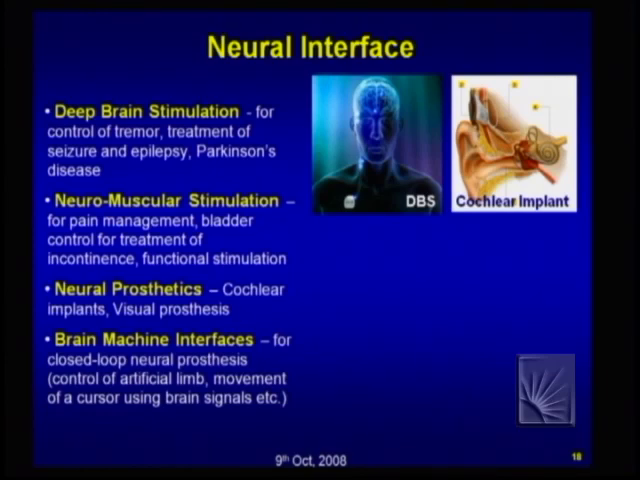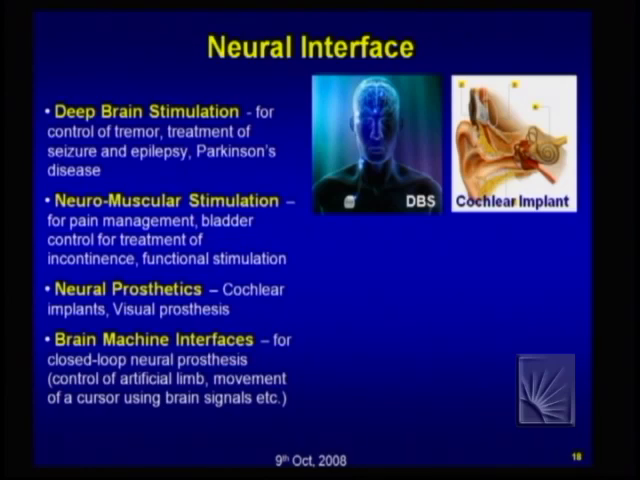Now, one of the prominent uses of implantable electronics is for interfacing with the central nervous system for different purposes, and a major one is deep brain stimulation. As I mentioned, there is a product already available in the market, and this stimulator actually controls the tremor. It is a treatment for seizure and epilepsy or Parkinson's disease, which are very severe neurological disorders. We can do neuromuscular stimulation for pain management, bladder control, for treatment of incontinence, and also functional stimulation. People can think about neural prosthetic devices.